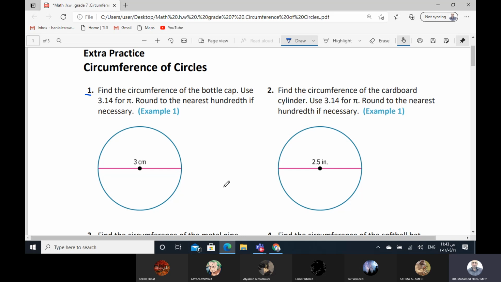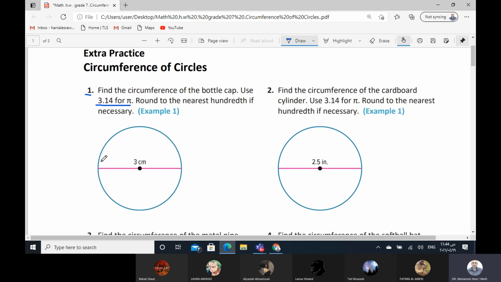Who carried exercise number 1? Sir, can I read it? Yes, please. Find the circumference of the bottle cap. Use 3.14 for pi. Round to the nearest hundredth if necessary. Great. So as you see here, we want to find the circumference of the circle.